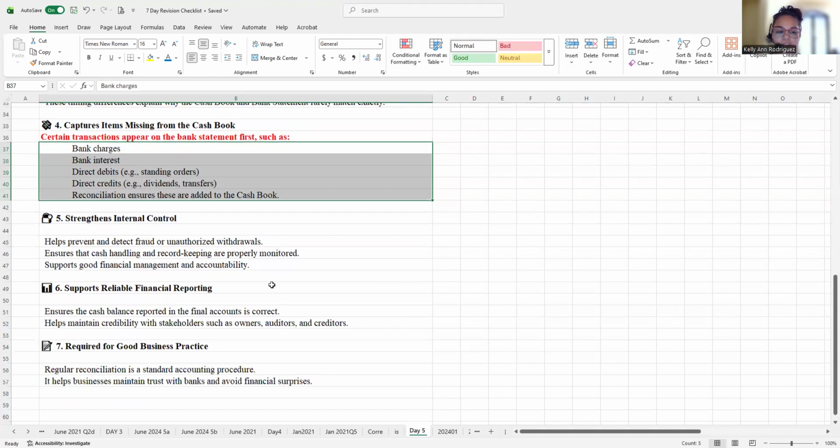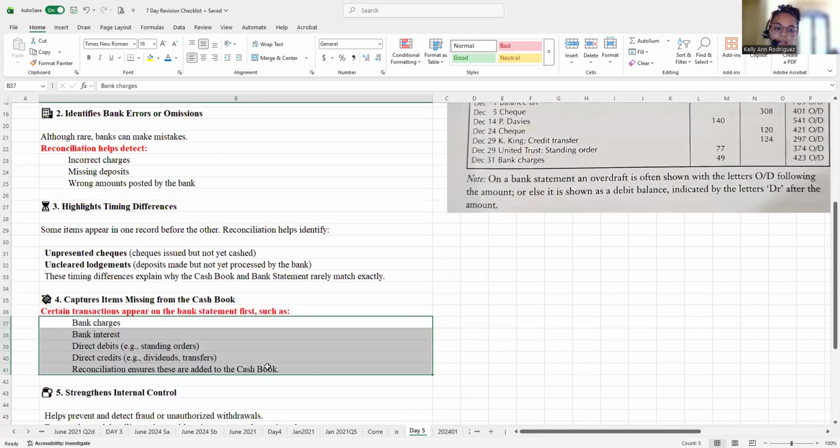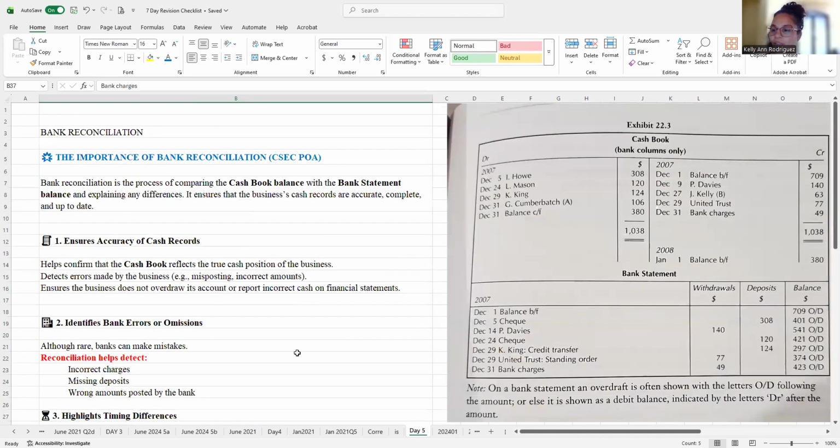It strengthens the internal controls. It supports reliable financial reporting and requires a good business practice, right? So those are the others. But the main thing for the exam is timing differences, errors, and it captures missing information. So once you have that at hand, you should be able to gain some marks.